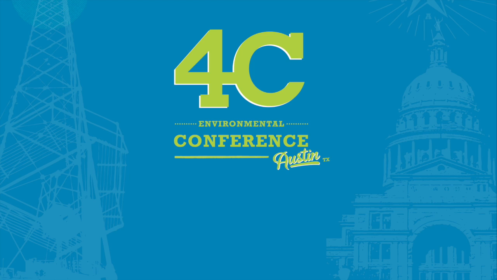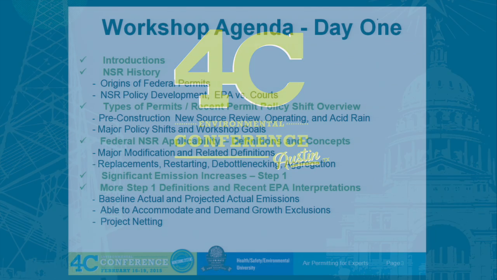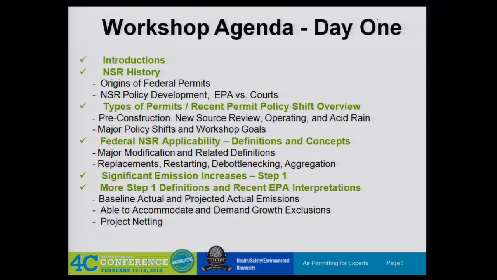Just going over the agenda from yesterday, as you recall, we went through our history, all the different types of permits, and recent permit policy shifts. Then we got into the heart of the matter with federal NSR applicability. We went through some definitions of emission sources, and our one thing you need to know, which is the definition of major modification, and how there are 26 things embedded in that definition.